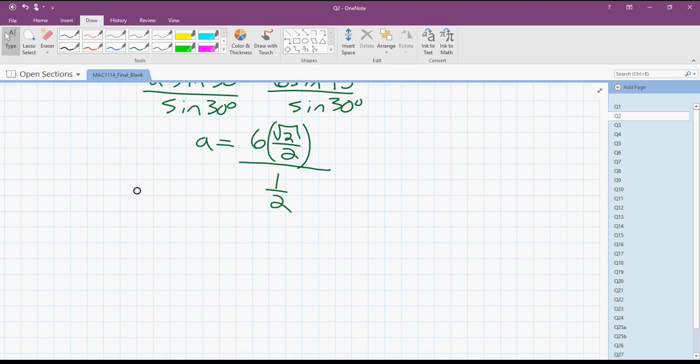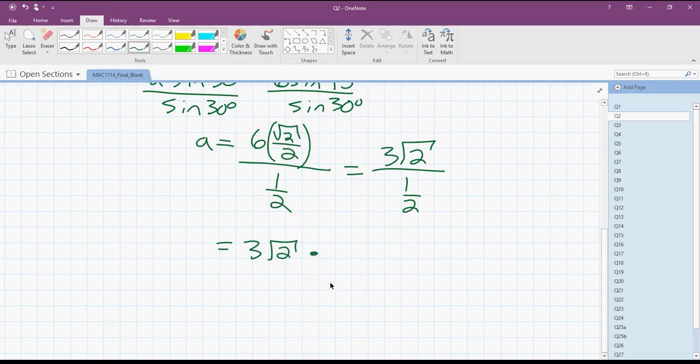It'll be 6 square root of 2 over 2, which reduces to 3 square root of 2 over 2. So our top reduces to that, and our bottom is divided by 1/2, right? But remember, we don't really divide by fractions. What do we do? You multiply by the reciprocal. So 3 square root of 2 times the reciprocal of 1/2, which is 2. And what do we get? That's the answer. So a little bit of mathematical manipulation in the end.